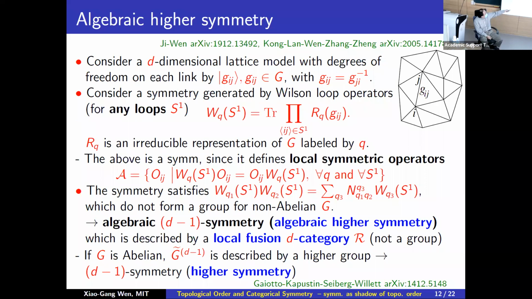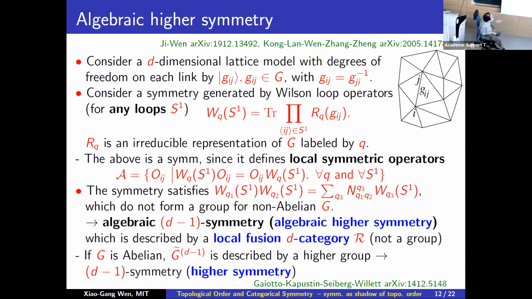Then the local symmetric operators are those which commute with those Wilson loop operators for arbitrary loops and for arbitrary representation. That selects the so-called locally allowed operators. This is called a local symmetric operator. Then the Hamiltonian will be a sum of a certain subset of local symmetric operators.